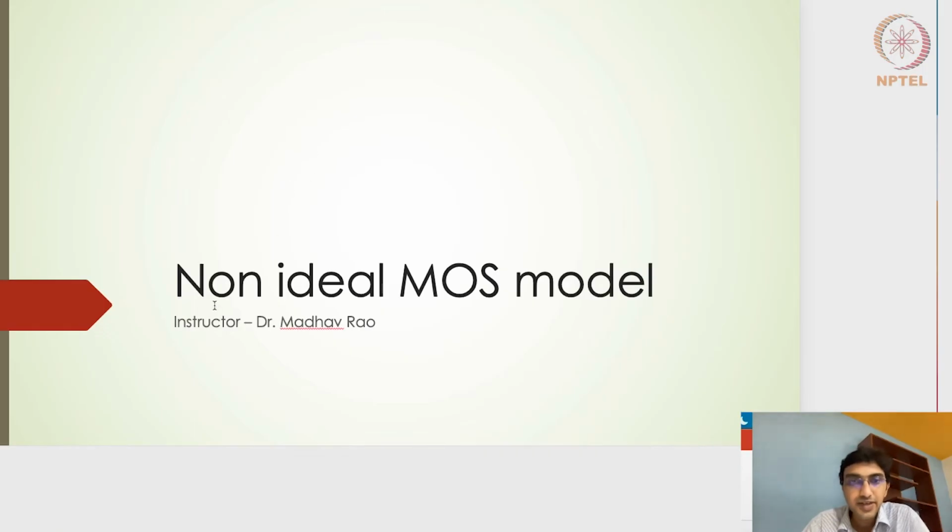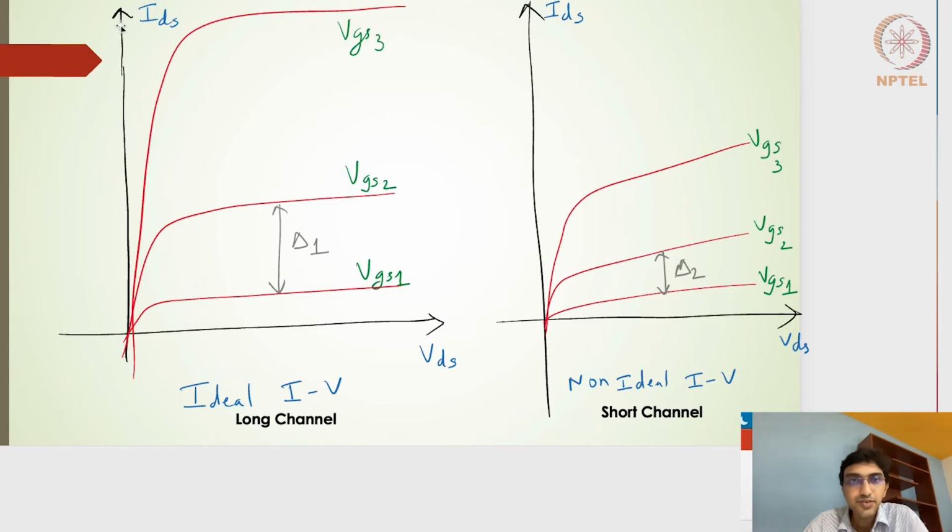So in this particular lecture, we will have a look at the non-ideal effects of the MOS model. To begin with, if I have an ideal behavior of a MOS transistor, and if I pick an NMOS transistor with a channel length less than 1 micron. Let me pick a value. Let's say I'm using a 65 nanometer technology node, I will have the effective channel length to be around 50 nanometers. If I pick that particular channel length, ideally, this is what we should get.